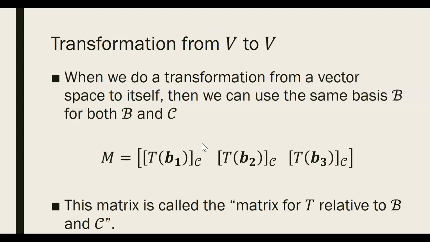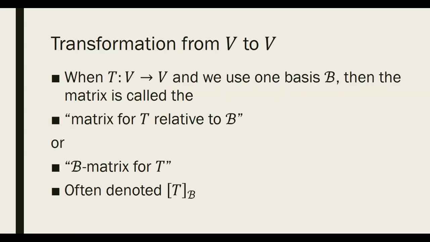Now, nothing really changes. Remember the matrix we used before? We said the columns were going to be the image of my basis elements with respect to basis C. So now it's just going to be the image of my basis elements with respect to basis C. We were calling it the matrix for transformation T relative to bases B and C. Well, now if we go from and to the same vector space, and we use the same basis, we just call it the matrix for our transformation T relative to basis B. That just means we're using the same basis for the domain and the codomain.